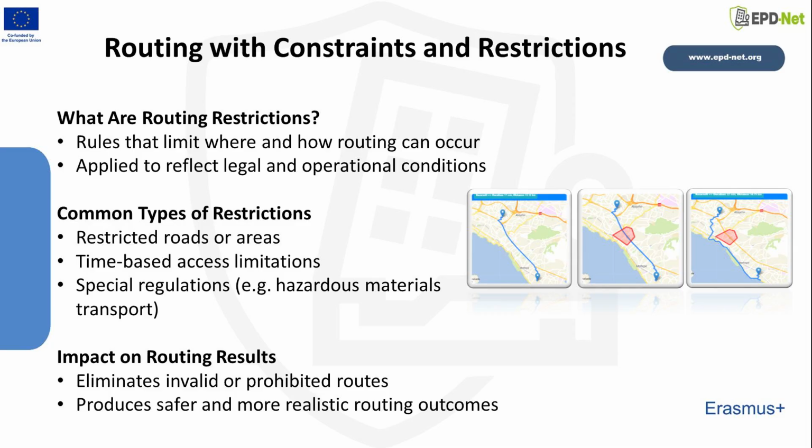Routing with constraints and restrictions involves applying specific rules that limit where and how routes can be calculated. These restrictions are used to ensure that routing results comply with legal requirements, safety considerations, and operational policies. Common routing restrictions include roads or areas that are prohibited for certain vehicle types, time-based access limitations, and special regulations such as restrictions on hazardous material transportation. These constraints must be explicitly included in routing calculations to reflect real-world conditions.